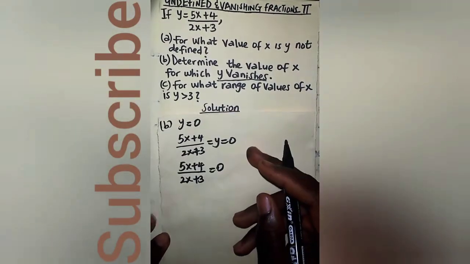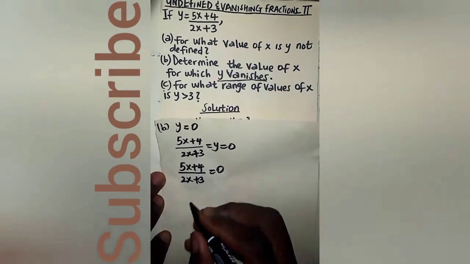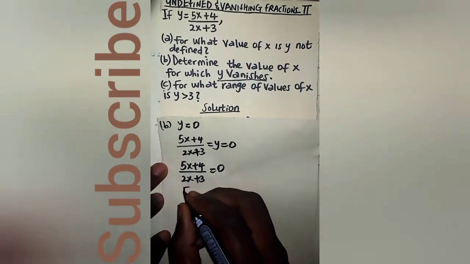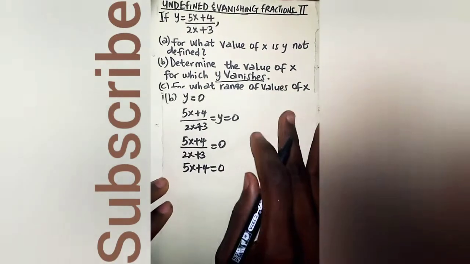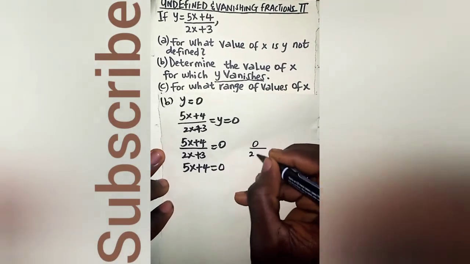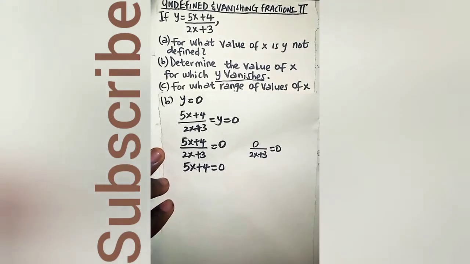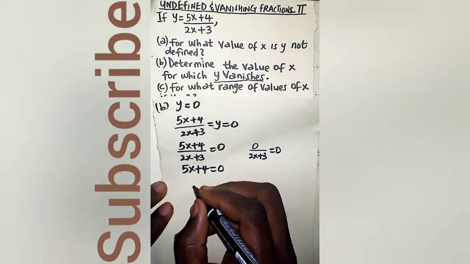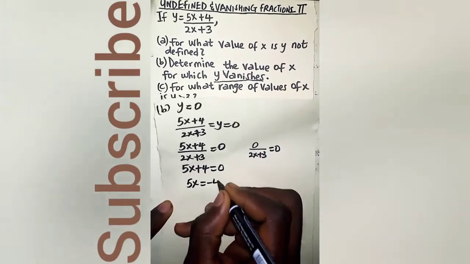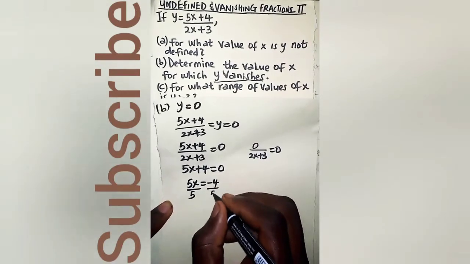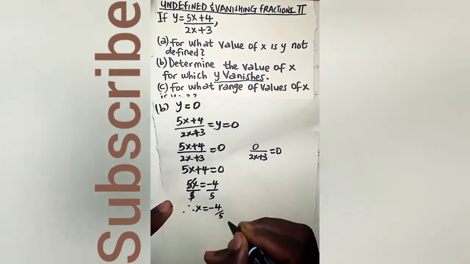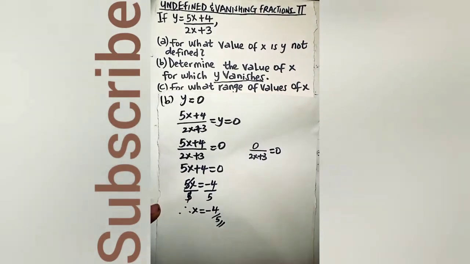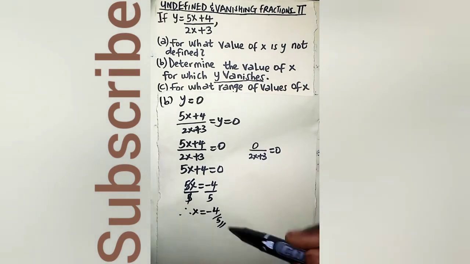And for this fraction to be equal to 0, its numerator 5x + 4 must be equal to 0. Why is it like that? This is because 0 over anything is 0. So then we have 5x to be negative 4, and divide both sides by 5. We have our x to be negative 4 over 5. So that's it. So y vanishes when x equals this value.